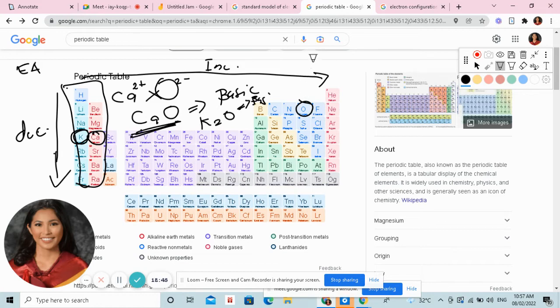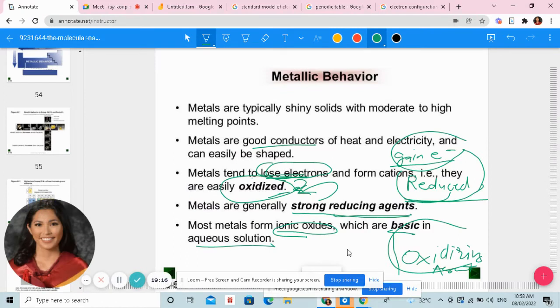Now, but if we have non-metals, like S being oxidized, SO3, is it acid or basic? Acid. Okay, it's acidic. NO2, acidic. Okay, acidic. So just remember that one.